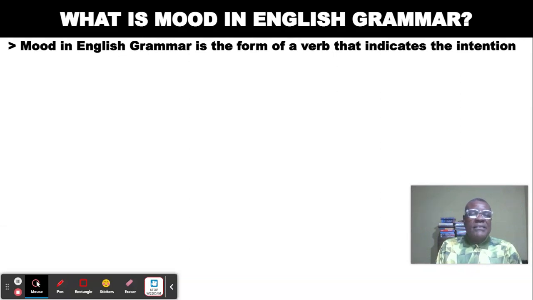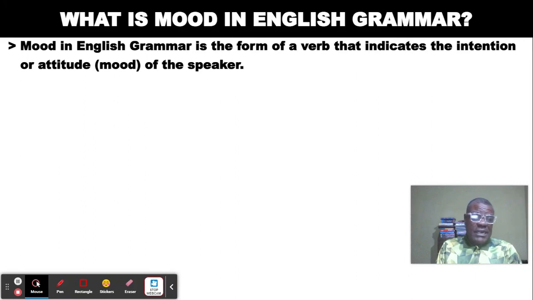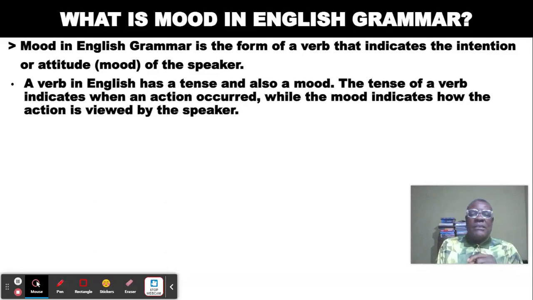Mood in English grammar is the form of a verb that indicates the intention or attitude of the speaker. And when you are talking about the intention or the attitude of the speaker, you are specifically talking about the speaker's mood. So that is exactly what mood is about. A verb in English has a tense and also a mood. And you know that the tense of a verb indicates when an action occurred, while the mood indicates how the action is viewed by the speaker.